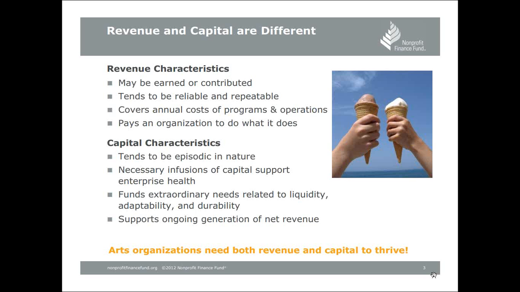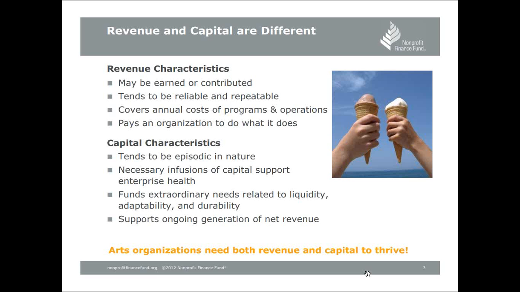Capital is a little more specific in that it is intended to be episodic. Periodically, an organization might receive capital to address a number of different things, including the liquidity, adaptability, and durability that we mentioned earlier. And one of the best things about capital in the for-profit sector is that it is widely understood that capital is provided to a company in order to help them generate net revenue in the future, and to therefore be healthy and able to provide services for the long term. The point that we want to make today is that all organizations, arts and otherwise in the nonprofit sector, need both revenue and capital to thrive.